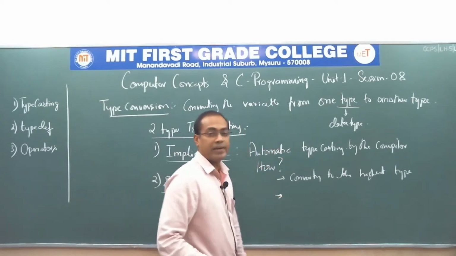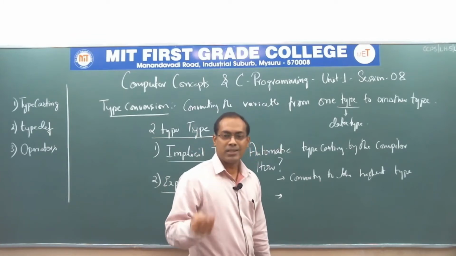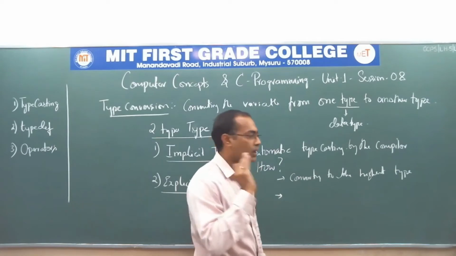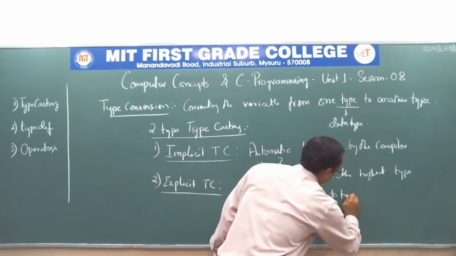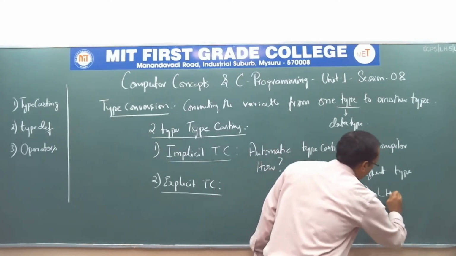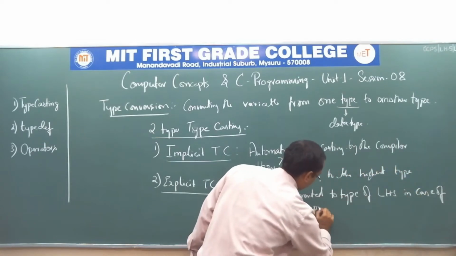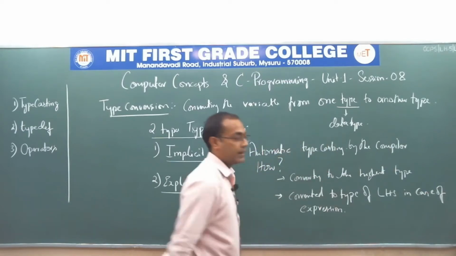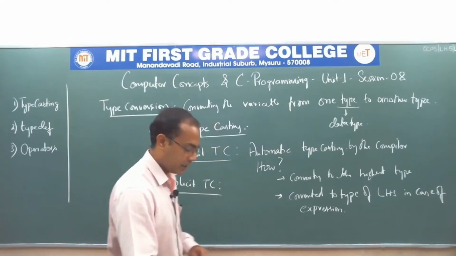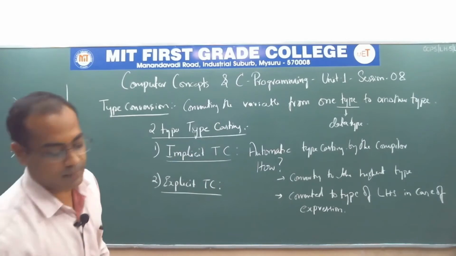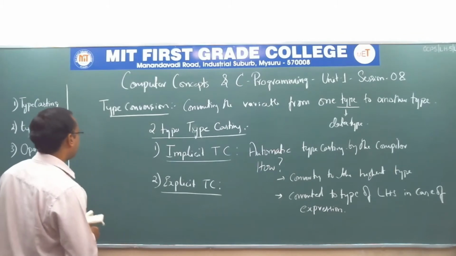And in the case of expression where you have LHS as well as RHS, so in that case whatever may be the result of RHS, the type will be converted to the type of the LHS. So converted to the type of LHS in case of expressions having both LHS and RHS or an assignment statement. Let's take some examples on this. I will write it here.